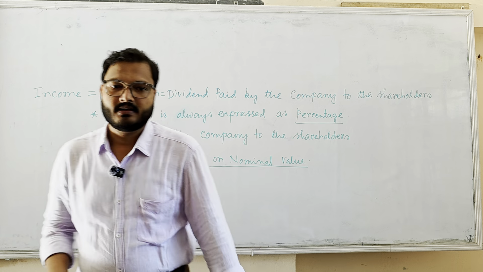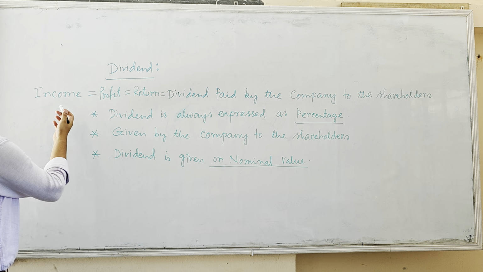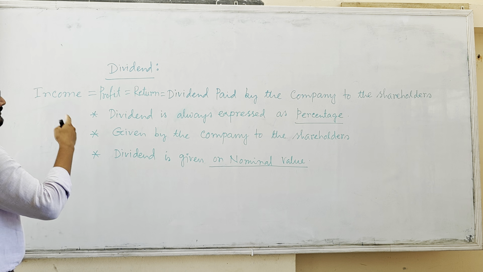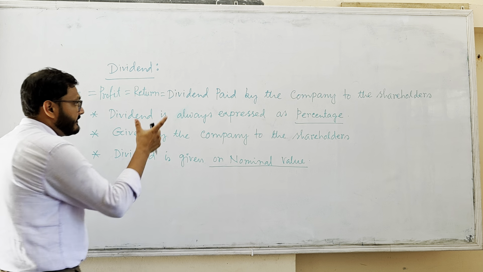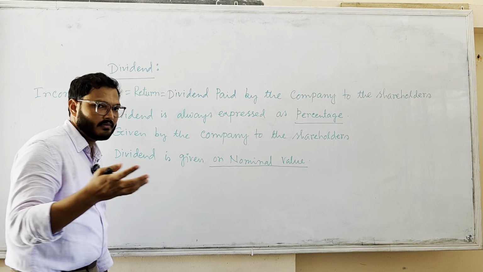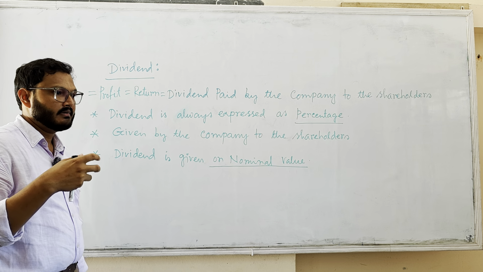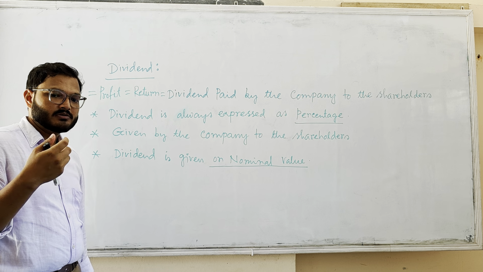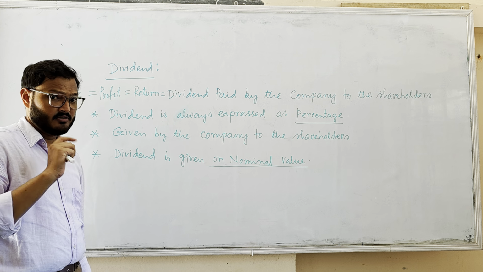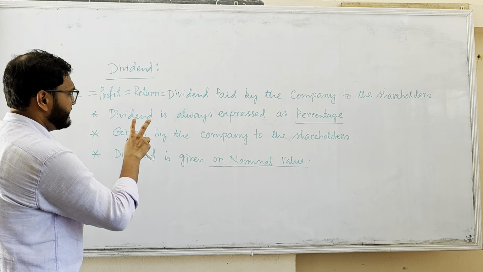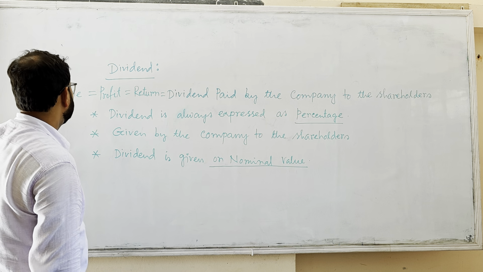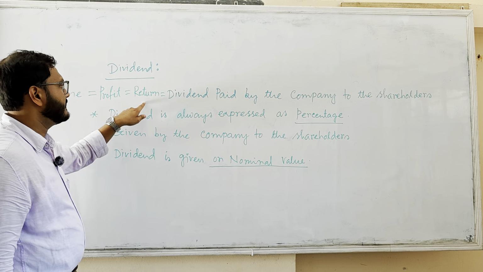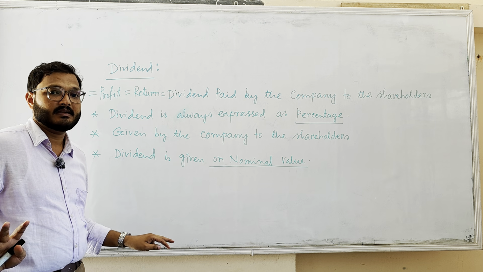Dividend means, we can call it income, we can call it profit, we can call it return. Means after purchasing the share, how much profit I get, that is called dividend. The dividend is paid by the company to the shareholders. Okay, the income, profit, return and dividend are the same thing.